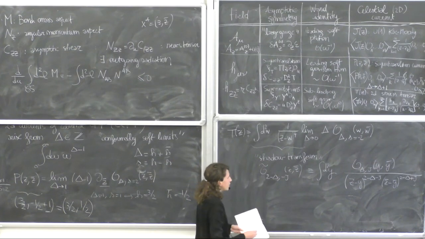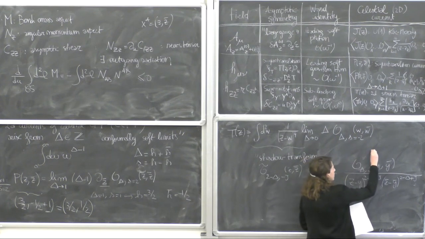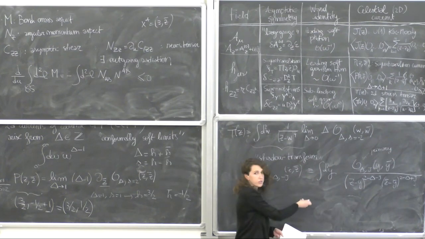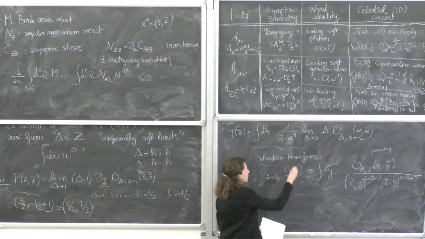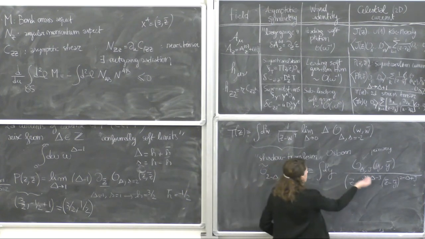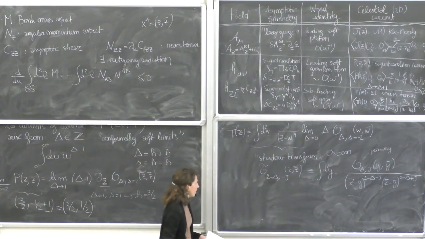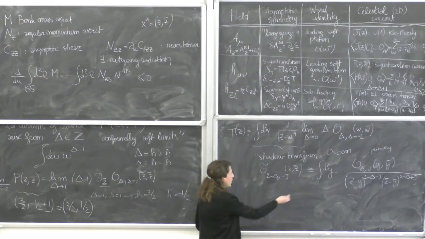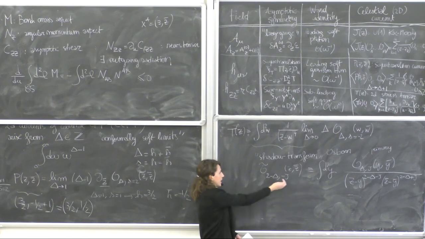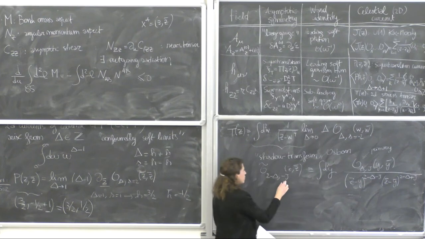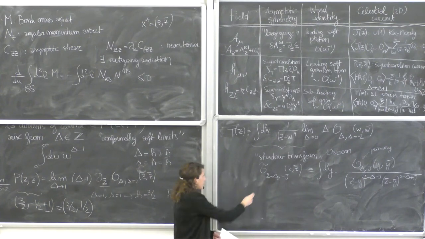So a shadow transform, if you start with the primary of conformal dimension delta and spin j, this is the definition according to the references Osborn of a shadow transform in two dimensions. It's just some integral on the sphere, and you land on a new primary, but now which has different weights. It flips the spin. You start with spin j, it gives you a minus j spin, and it changes the dimension delta to a dimension 2 minus delta. In d dimensions, it would give you d minus delta.